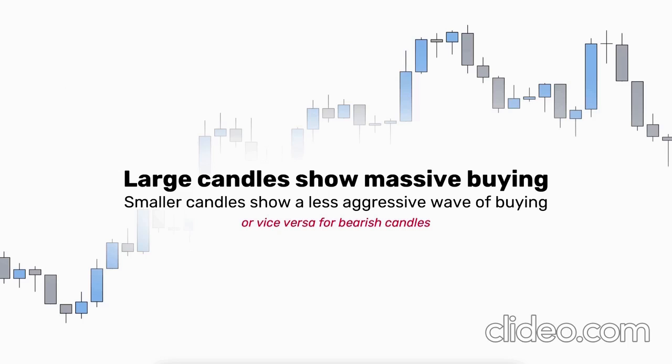This is because large candles show massive buying and smaller candles show a less aggressive wave of buying. The buyers are still in control at this point, but not in massive numbers. And obviously in a selling example, we just flip this on its head. Large bearish candles are the best to see. Smaller bearish candles aren't going to matter as much.